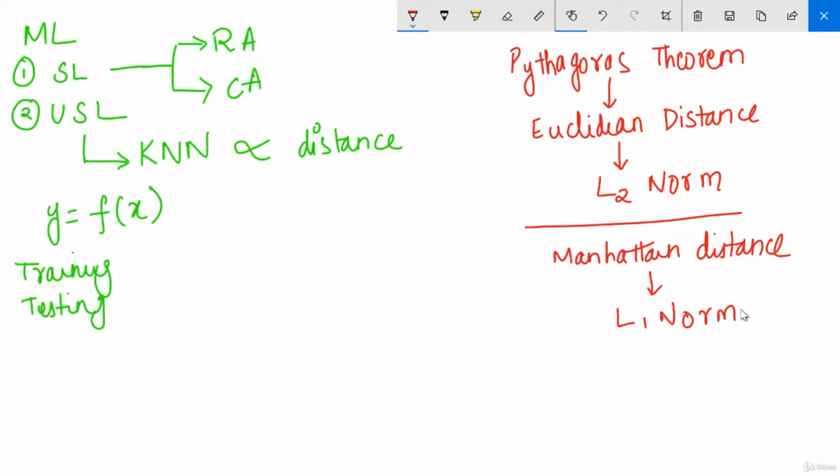How to remember: if I just remove the squares and the square root from the Euclidean distance, it becomes the Manhattan distance. And Manhattan is a very beautiful city, so the distance is named Manhattan distance. That's exactly how I explained going from one point to another in Manhattan distance. Exactly that is happening in Manhattan distance as well.